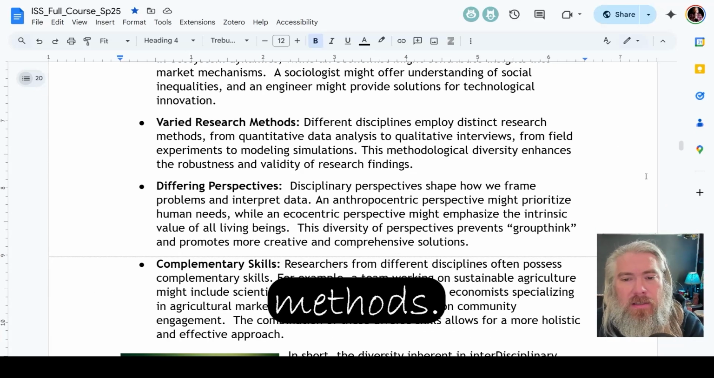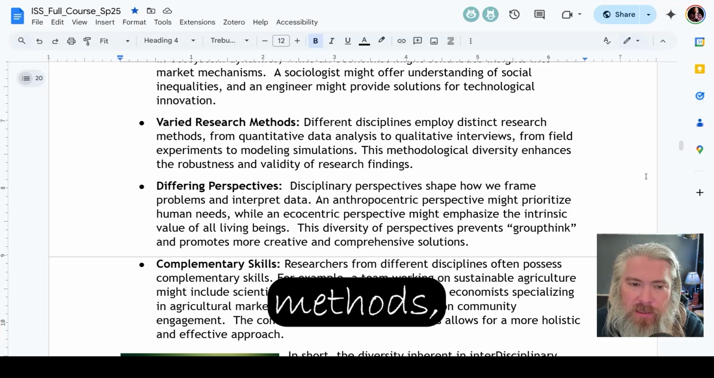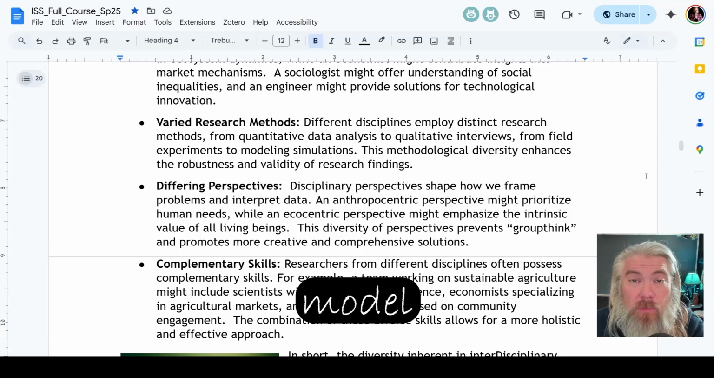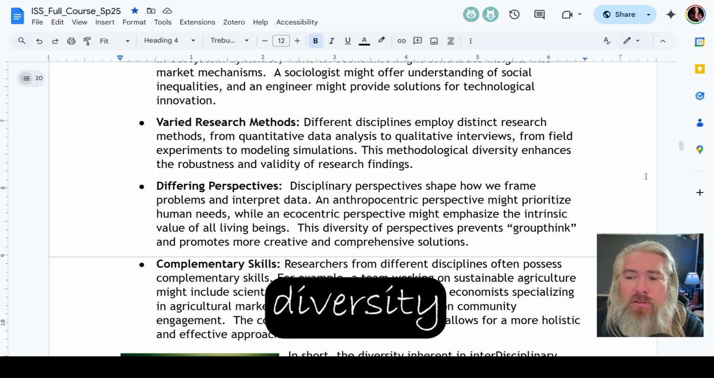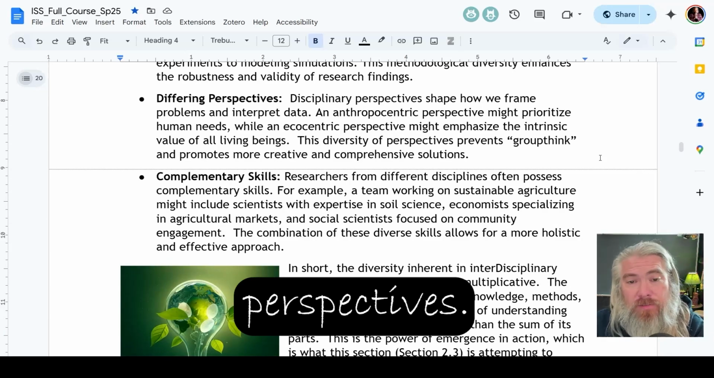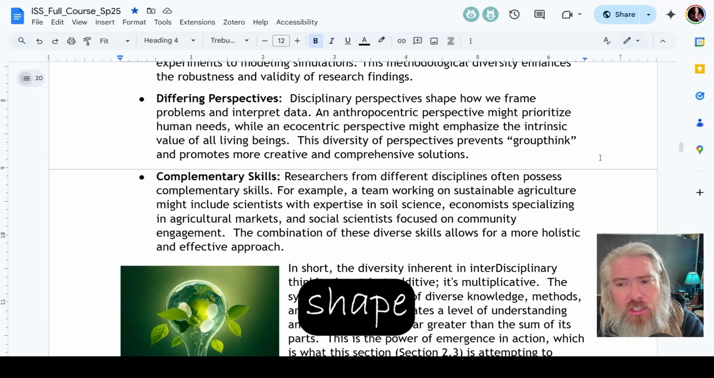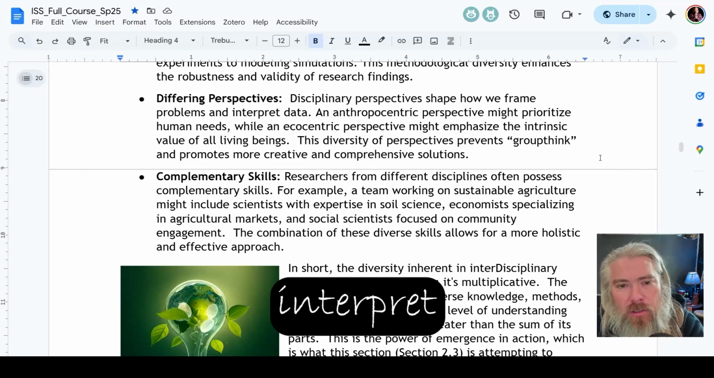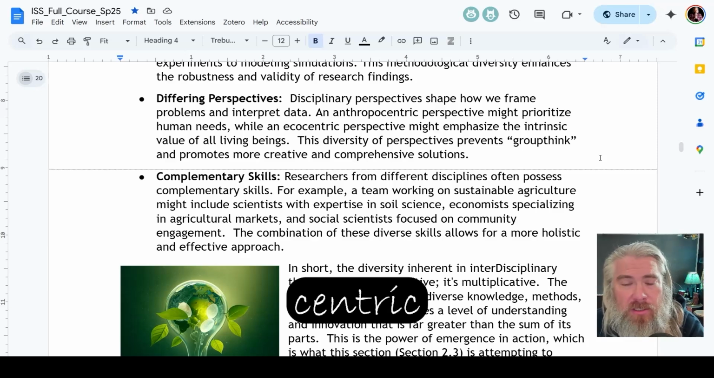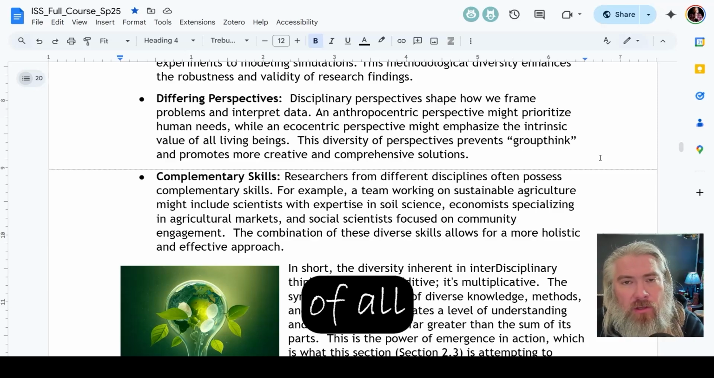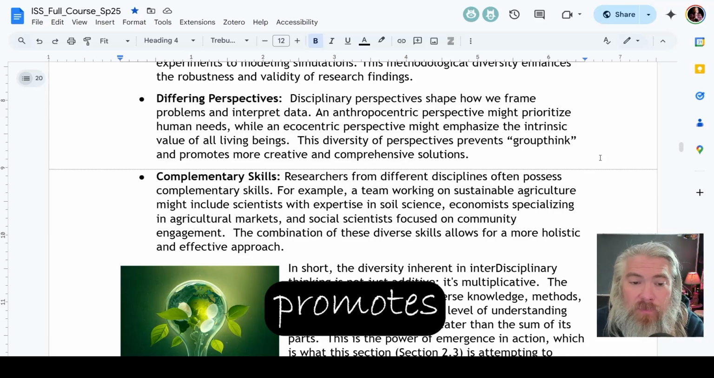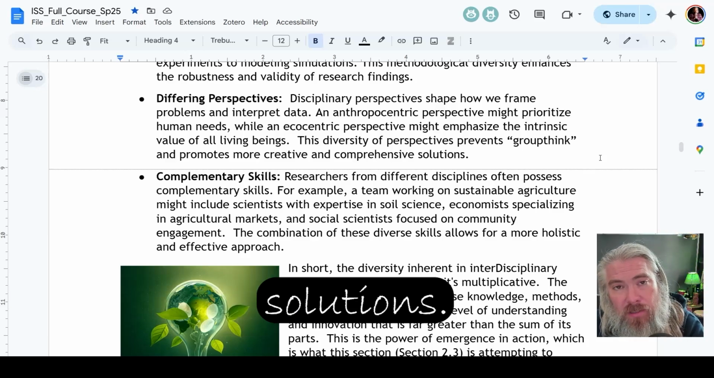Varied research methods. Different disciplines employ distinct research methods, from quantitative data analysis to qualitative interviews, from field experiments to model simulations. This methodological diversity enhances the robustness and validity of research findings. Differing perspectives. Disciplinary perspectives shape how we frame problems and how we interpret data. An anthropocentric perspective might prioritize human needs, while an ecocentric perspective might emphasize the intrinsic value of all living beings. This diversity of perspectives prevents groupthink and promotes more creative and comprehensive solutions.